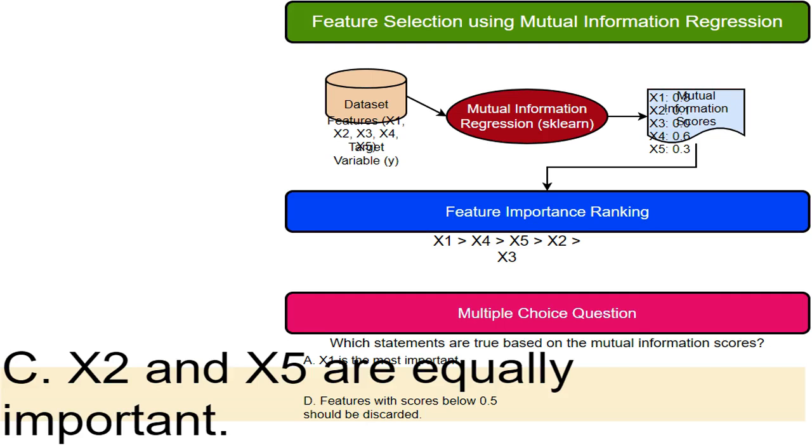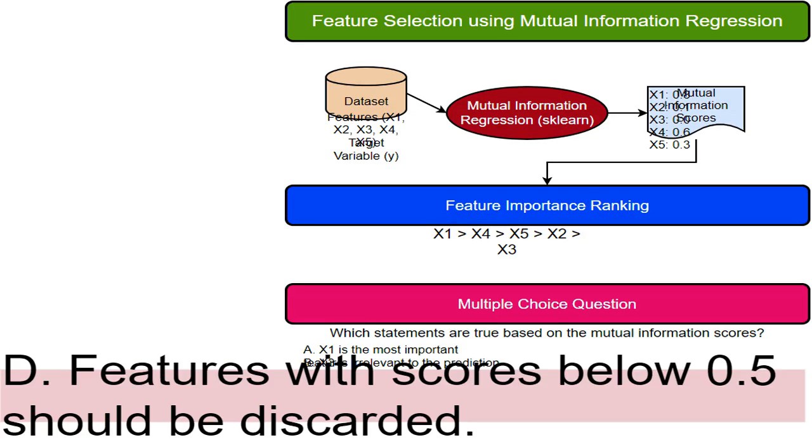This is false because X2, 0.1, and X5, 0.3, have different scores. X5 is more important than X2. This is false. There is no one-size-fits-all threshold. Deciding which features to keep depends on more than just the score. It involves considering all the data and even some intuition.